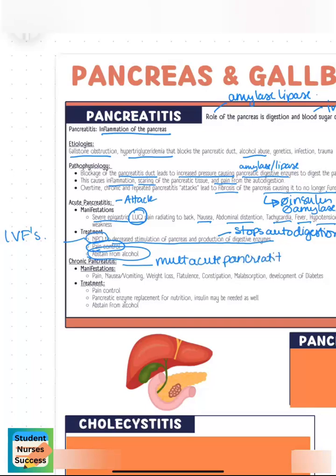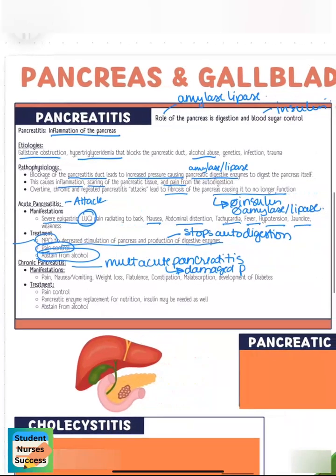Now, chronic pancreatitis is really when someone has had multiple acute pancreatitis attacks and over time has just made their pancreas damaged. So the problem is each time you have a pancreatitis attack, you have a little bit more of your pancreas that's hardened and damaged and scarred.